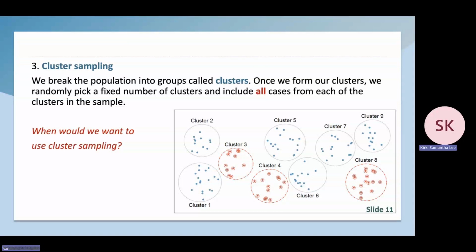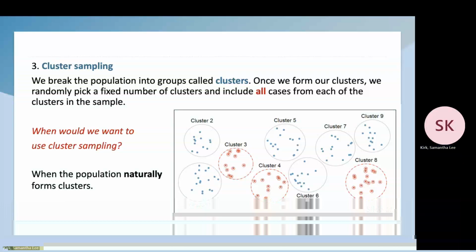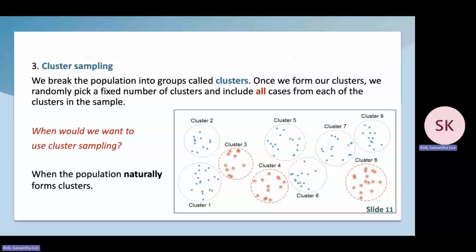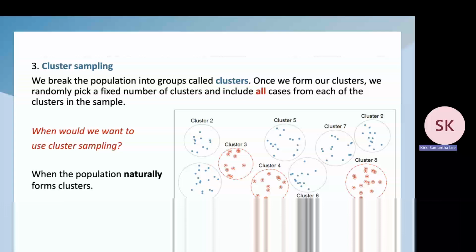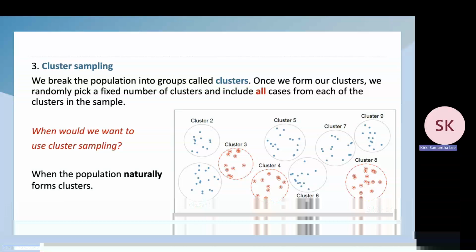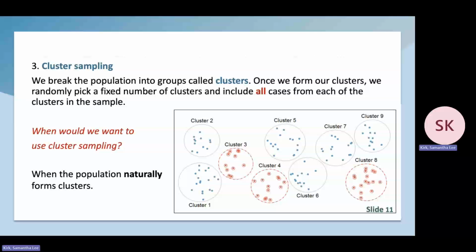When would we want to use cluster sampling? Why would we take a population and break it into mini populations? We wouldn't do that normally, but sometimes it naturally occurs. So, for example, if you're interested in all city residents in America, there are certain cities that look similar to each other. And instead of taking everybody's name and putting them in a spreadsheet, you can just go to those cities and get people from those cities. So you're taking advantage of something that naturally occurs. This is called cluster sampling.